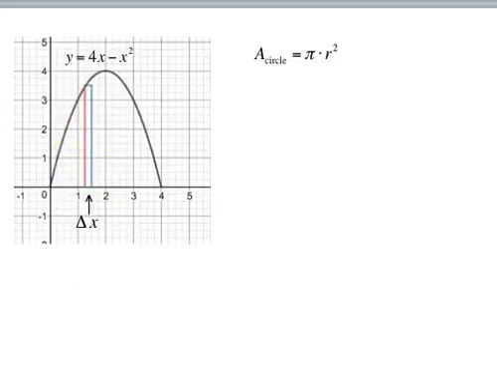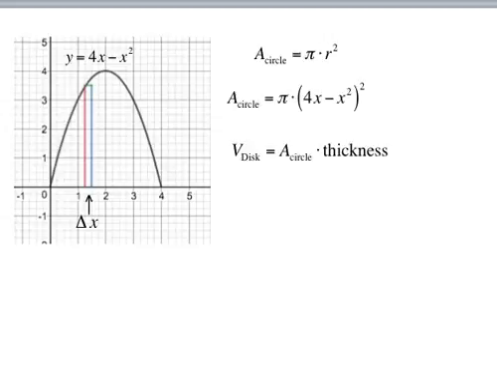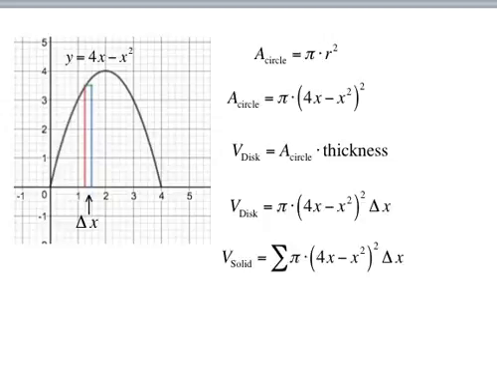Area of the circle is pi times the radius squared. The radius is 4x minus x squared, so the area of the circle is pi times (4x minus x squared) squared. Volume of the disk is the area of the circle times the thickness of that piece of bologna, delta x. But that's just one piece of bologna. We have several pieces that we're going to add together to make up that Spanish onion looking thing.